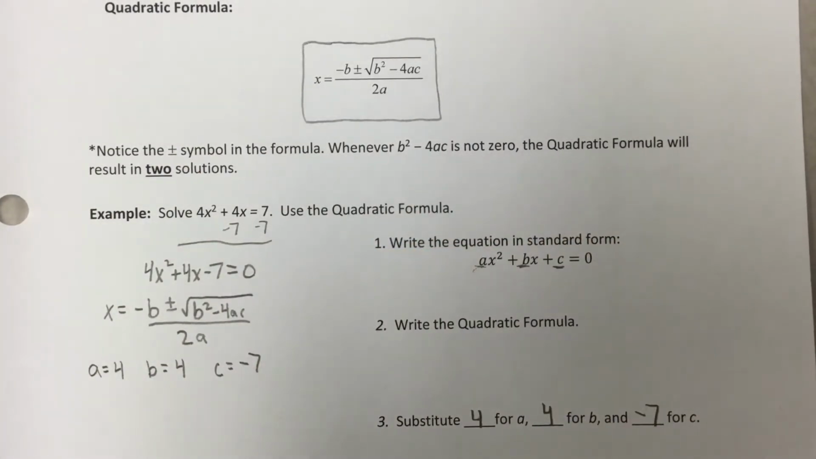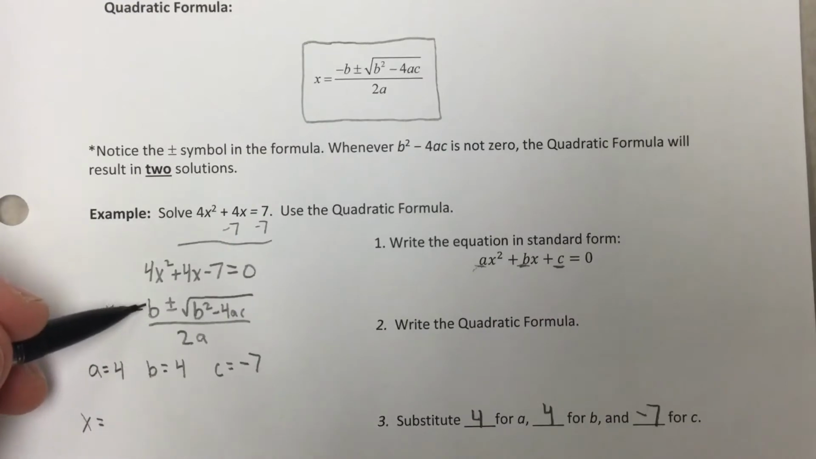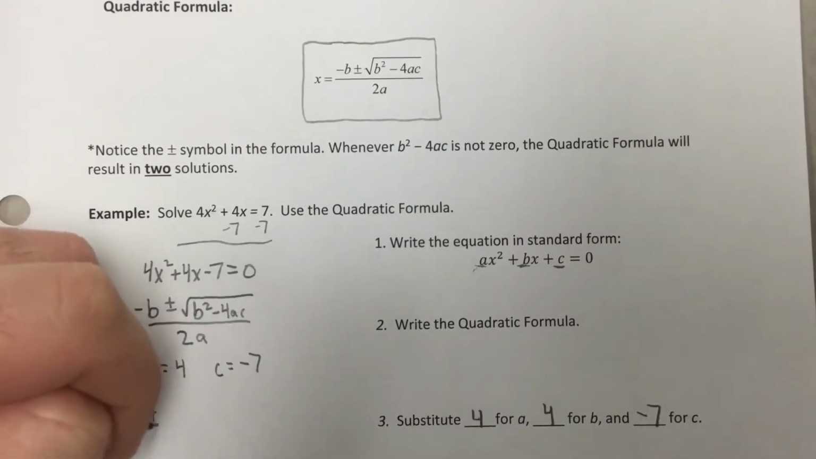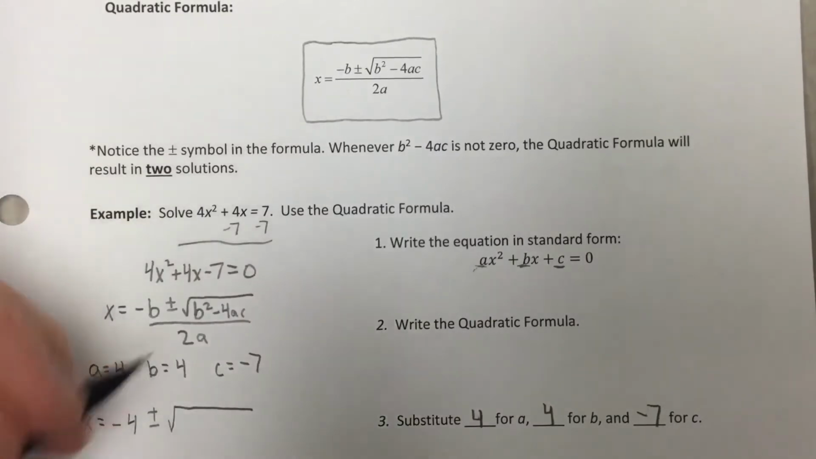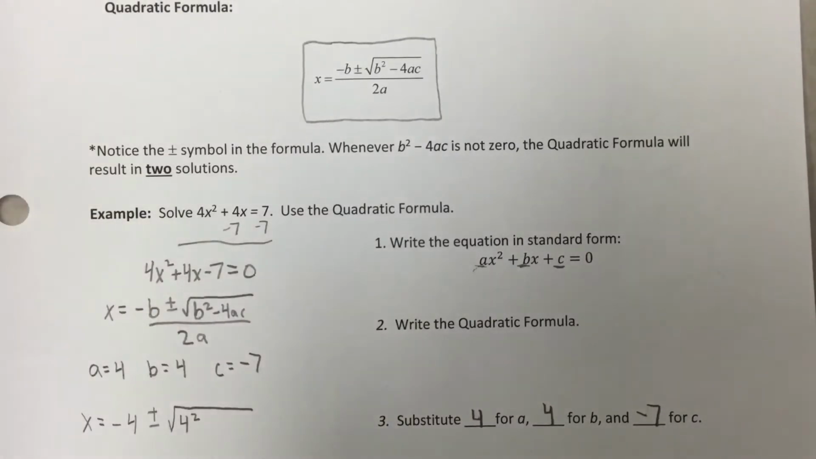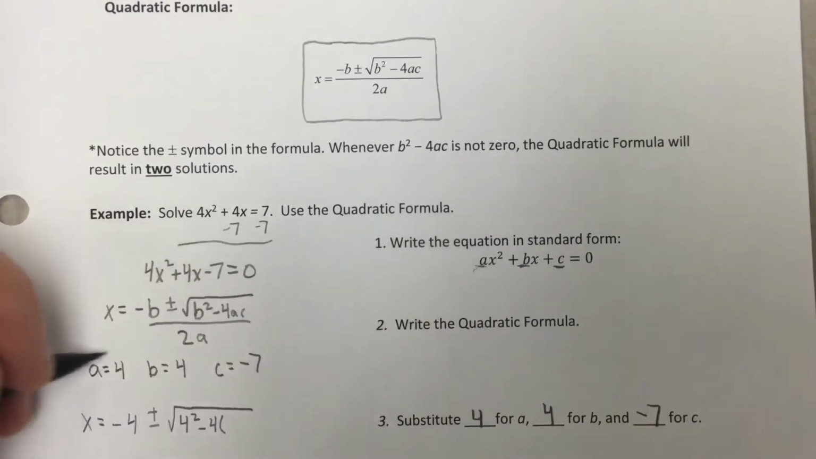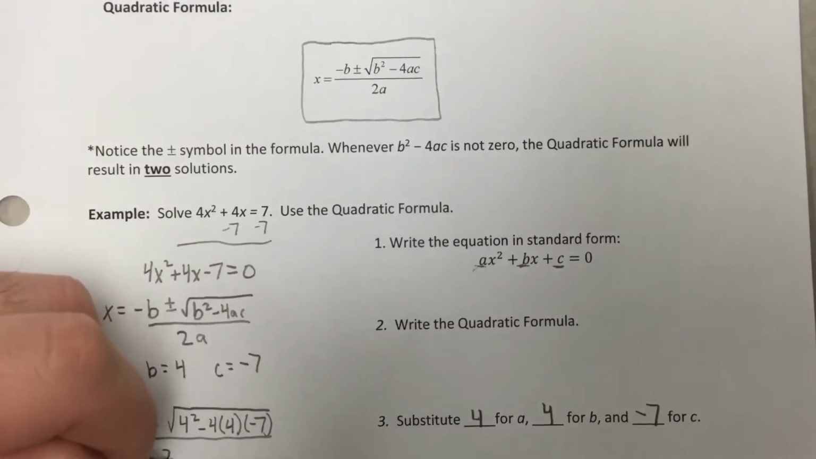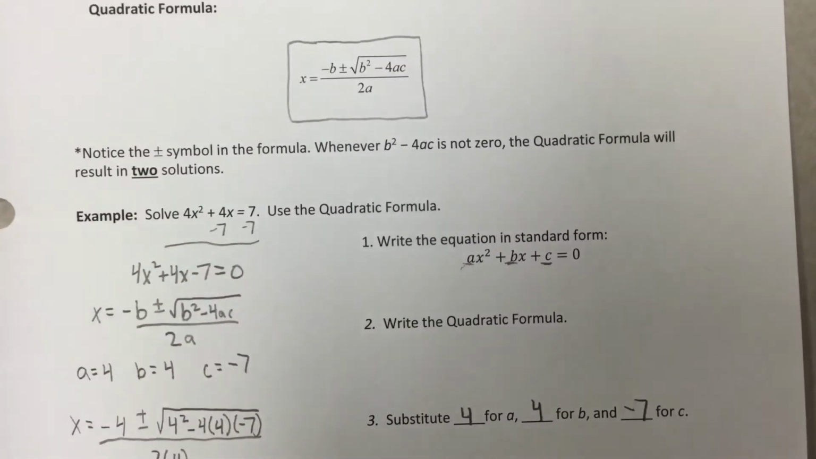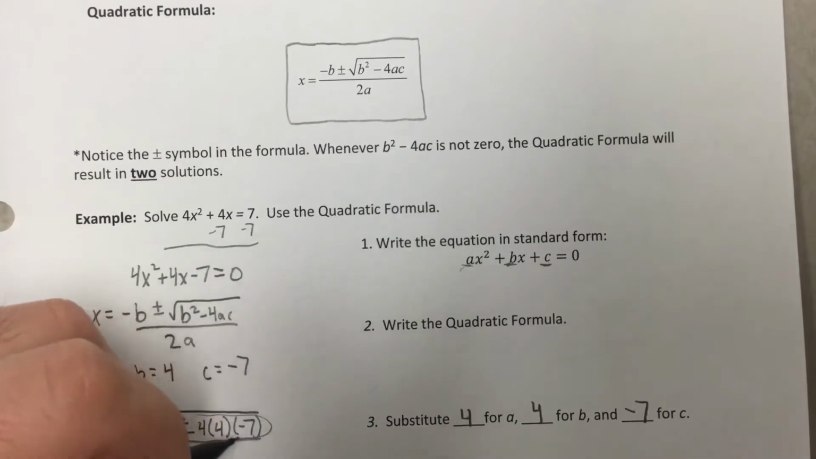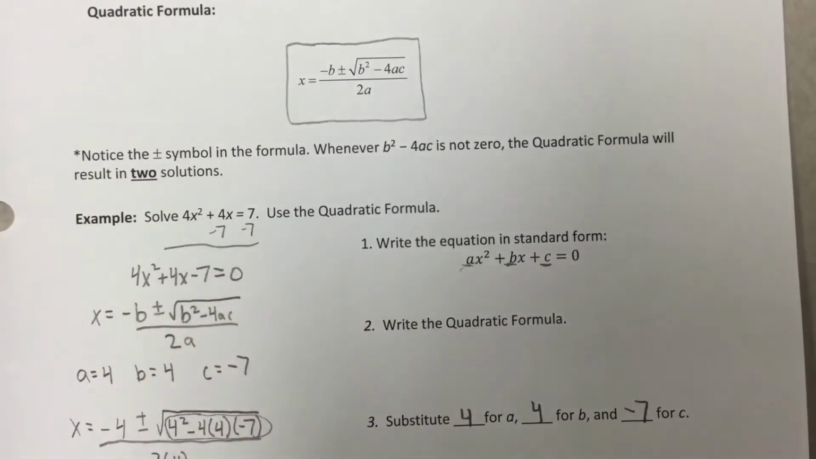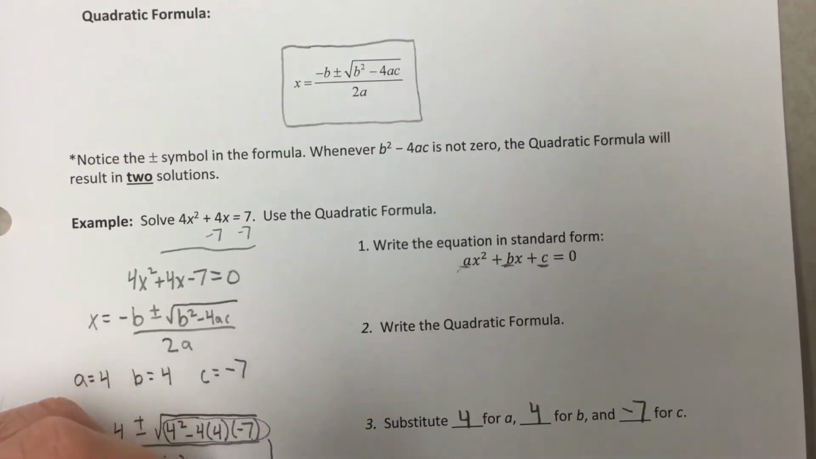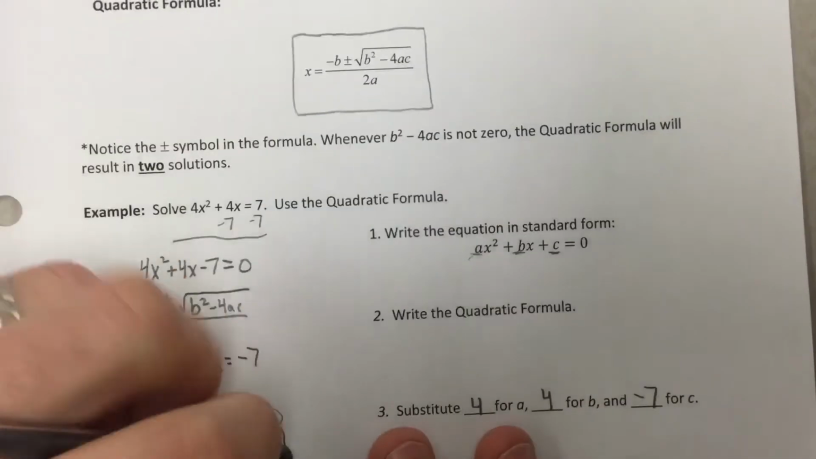Now what I like to do is substitute those numbers in. X equals negative 4 plus or minus the square root of 4 squared minus 4 times this 4 times c, which is negative 7, all over 2 times 4. And what I like to do is we have to simplify this, so we have to figure out what this number is first. So I like to do this work off to the side.